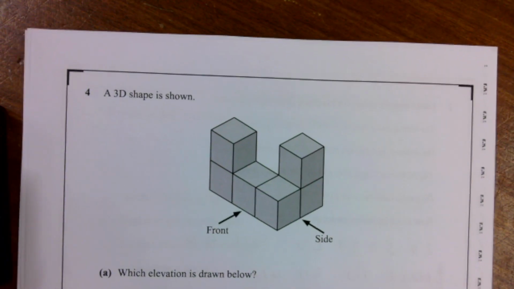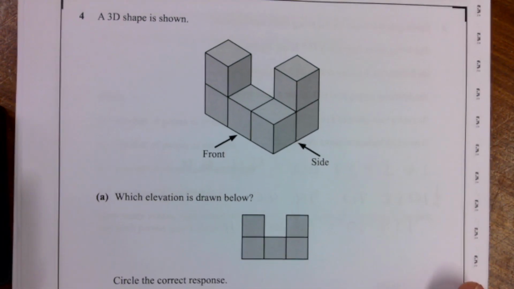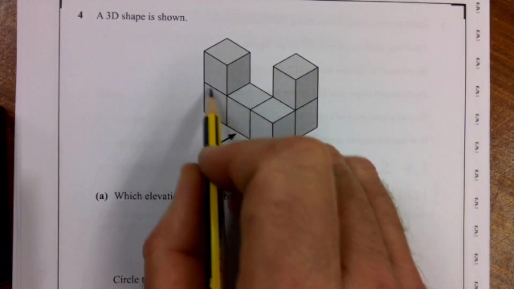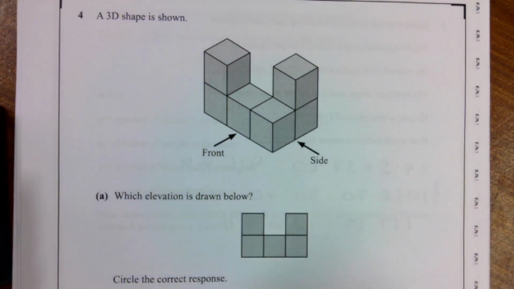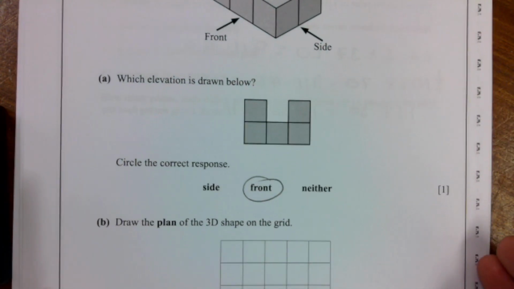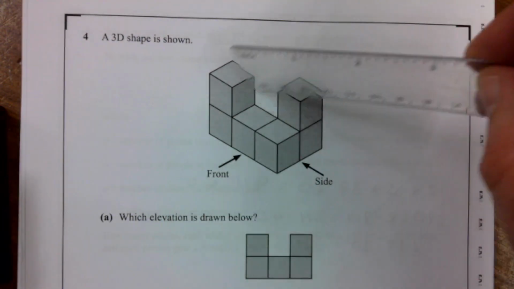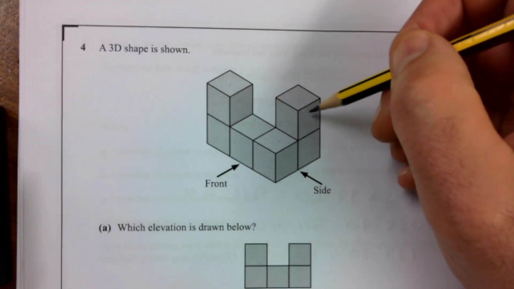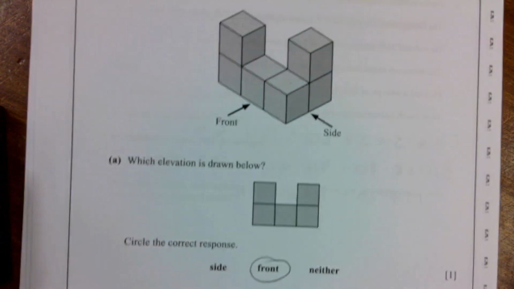Number 4, a 3D shape is shown which elevation is drawn below. So this is it looking from the front. If you can kind of picture that, there's like that kind of U shape there. So that's a front elevation. Part 2 is draw the plan of the 3D shape on the grid. So that's looking from the top. So hopefully you can see that. That just looks like 1, 2, 3 and then 1 to the right. So it actually just looks like an L shape. So that's going to be our plan elevation there.